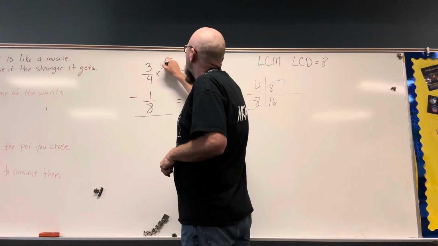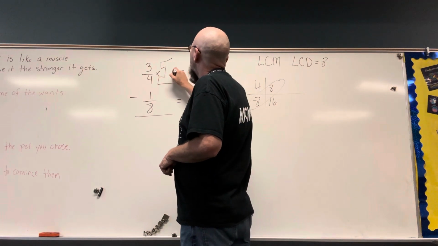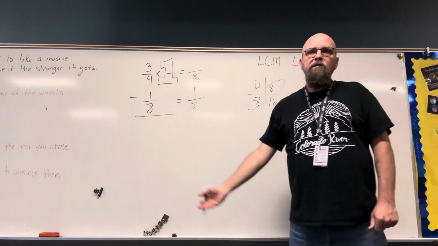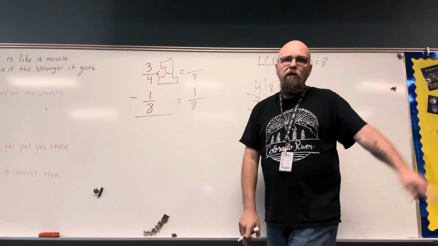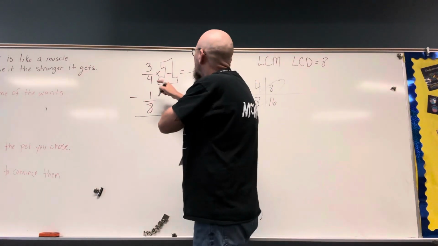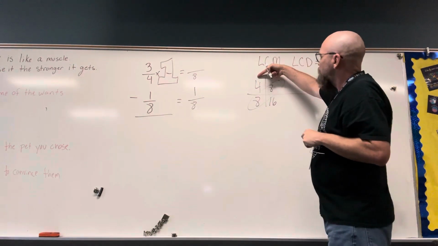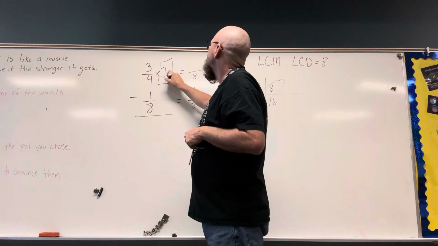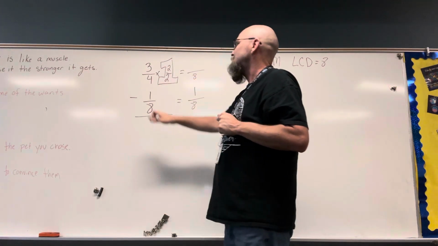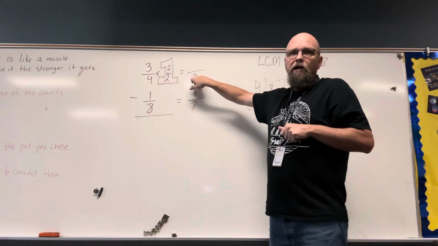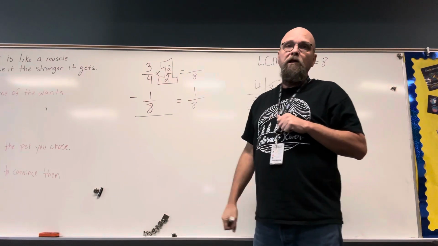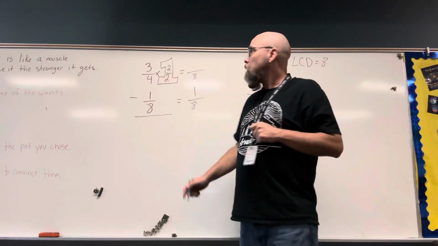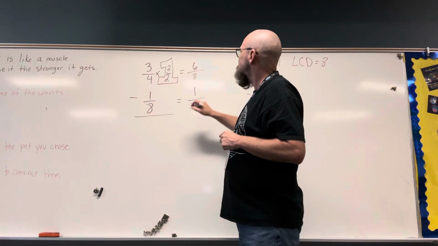I need to multiply it by a fraction that equals 1. Because if I multiply something by 1, I do not change the value. And I could look here, I have 4 times 1 is 4, 4 times 2 is 8. So it needs to be 2 over 2. Because I have to multiply 4 times 2 to get 8. And since I want my fraction to equal 1, I got to multiply my denominator by 2 as well. 3 times 2 is 6.